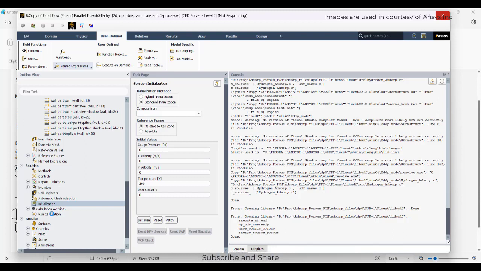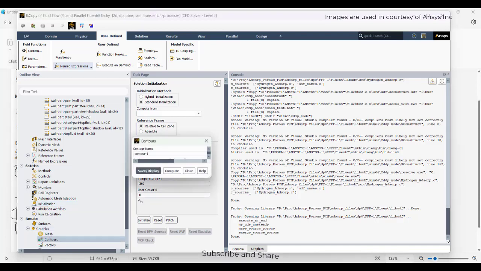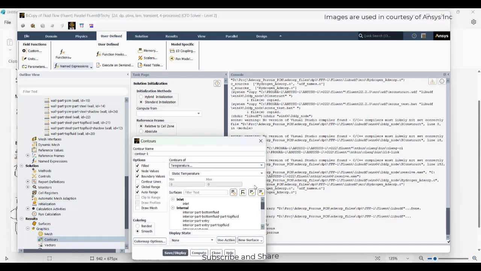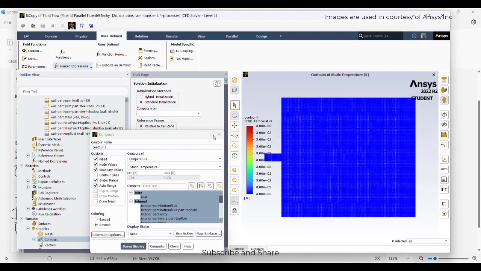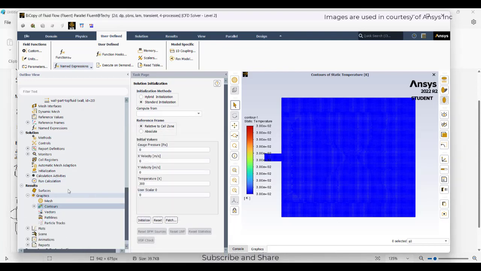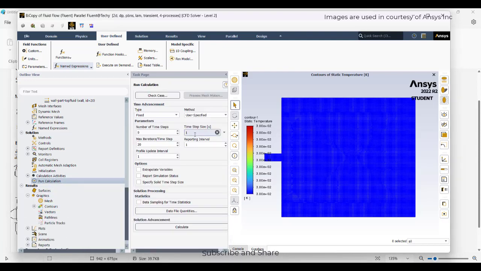It's taking time for initialization. We'll also have the graphics in order to see the temperature variations with respect to time. So we'll go to graphics, create a contour with the temperature, how it is varying with respect to time. We'll extract the animation and I'll show you after running the calculation. I'll take 0.1 as my time step size, and with 5000 we'll increase the number of time steps and click on calculate.